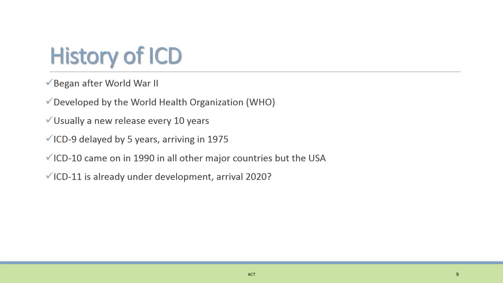So the history, it actually began after World War II. And it was developed by the World Health Organization. And they were looking at a way to have better statistics on mortality. And it just kind of grew into other statistics such as mortality and morbidity. So it's usually a new release every 10 years. ICD-9 was delayed by 5 years, arriving in 1975. ICD-10 came on in 1990, and all other major countries but the USA currently use ICD-10.